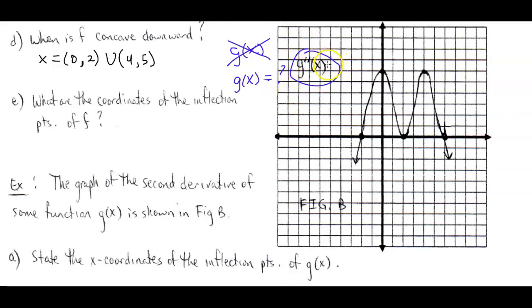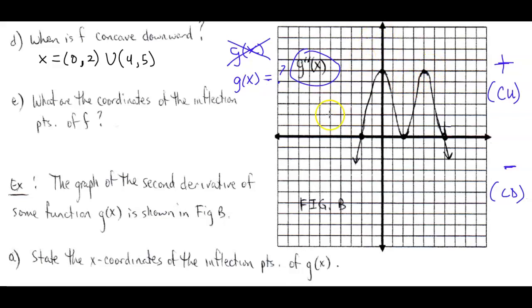So since this is the second derivative, we know that whenever the second derivative is positive, it's going to lie above the x-axis, okay? We also know that whenever the second derivative is positive, our graph of the original function is going to be concave up, okay? Whenever the second derivative of our function lies below the x-axis, that lets us know when the original function is going to be concave down.